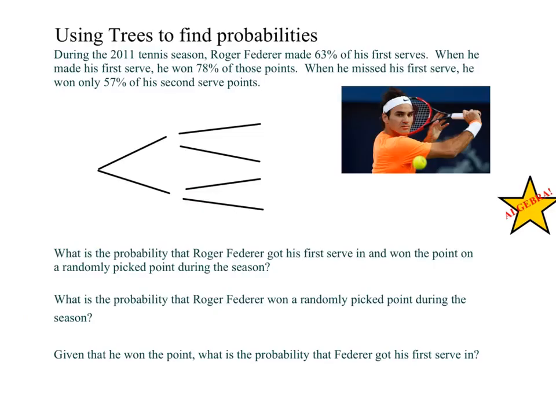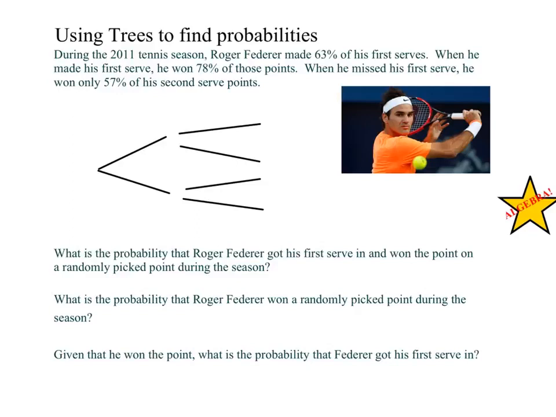Now, my favorite kind of probability problem deals with using trees. Okay, so I wanted to do a sample here, and then it'll actually lead us to a discussion of the algebra we did on the conditional formula in the previous video. During the 2011 tennis season, Roger Federer made 63% of his serves. When he made his first serve, he won 78% of those points. When he missed his first serve, he won only 57% of the second points.